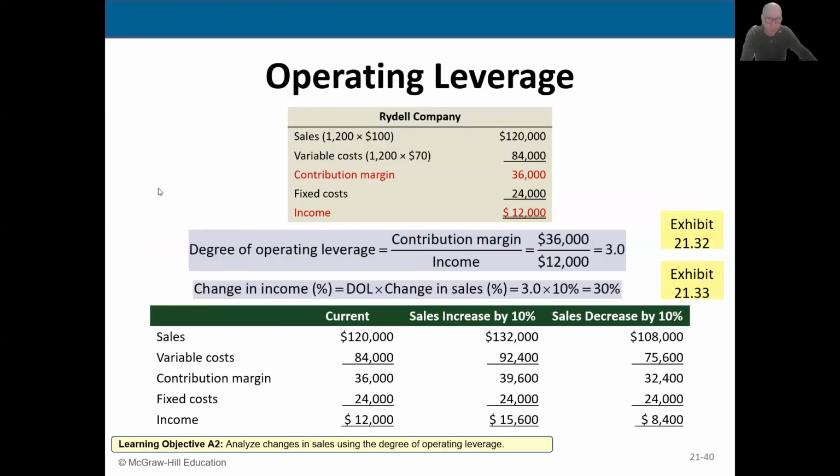And using our example, contribution margin of 36,000, sales minus variable costs equals contribution margin, divided by our income. Here we have an example of a degree of operating leverage of 3, which I think is pretty good.